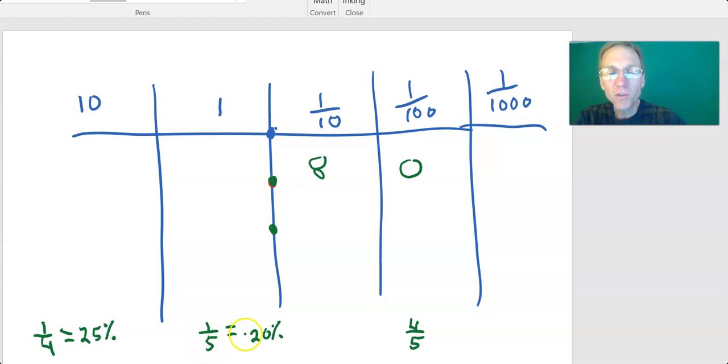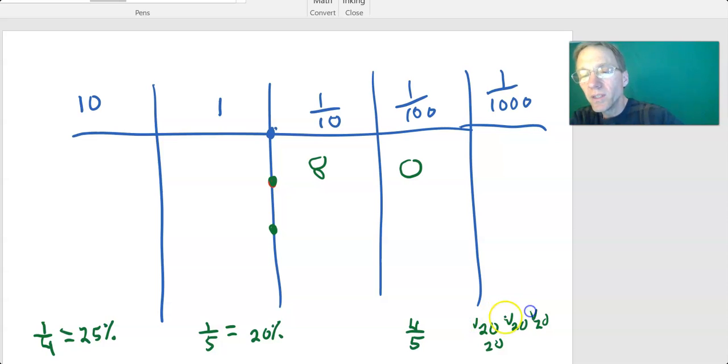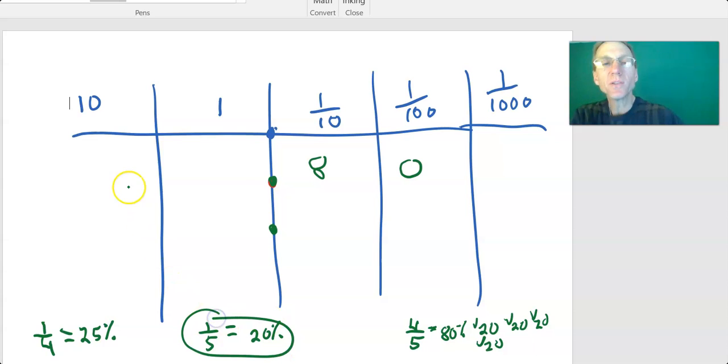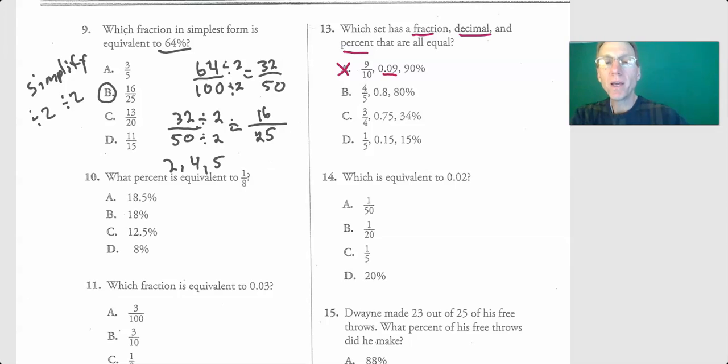So if 1/5 is 20%, what would 4/5 be? Well, we would have 20, and there's 1, 2, 3, and I'll have to put the fourth one down here, 4. So we have 20, 40, 60, 80. So that does equal 80%, because 1/5 equals 20%. So let's go back and take a look. And again, I know I'm going a little fast, but you can always come back and check it. So here, this one looks like it's good, so we don't even need to go any further.